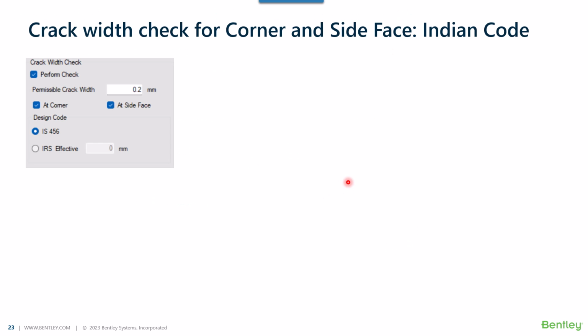So to start with, we will first look into how the crack width is calculated for corner and side cover. In the latest versions of RCDC, there is an additional option available for IS code to perform the crack width check for corner and side face. By default, the crack width will be checked for the bottom reinforcement. And in addition to this, if we select either of these options, then the crack width check will be performed at whatever option we selected, that is either at corner or at side face or at both.